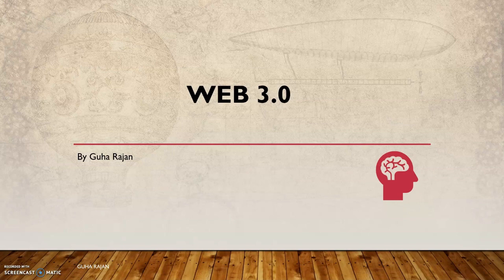Now we have this concept of internet or web. It all started in the mid 1990s, that is 1995 onwards, we have web. So how did the web or the internet evolve? That is what we are going to see in this presentation.